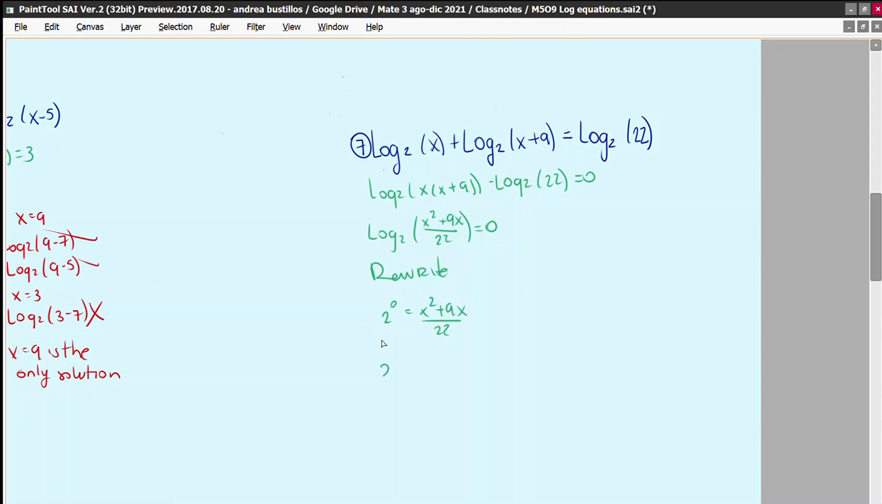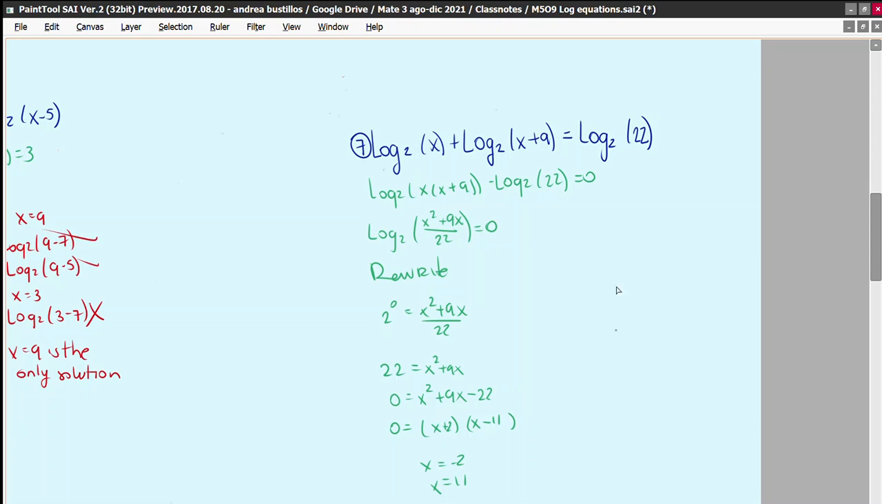And this is 22 equals x squared plus 9x. Why? Because 2 to the power of 0 is 1, and when you pass this 22 to the left side it is 1 times 22, 22. Quadratic expression, meaning that I have to rewrite it as an equality to 0. And now I'm going to factorize. Two numbers that multiply give you 22 and added give you 9. This is minus 2 and 11. So my possible solutions are minus 2 and 11.